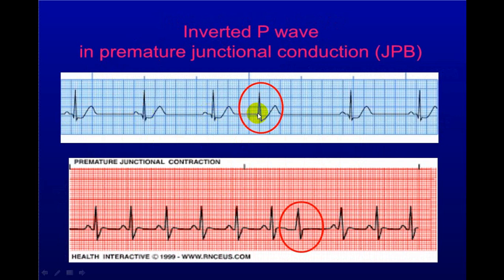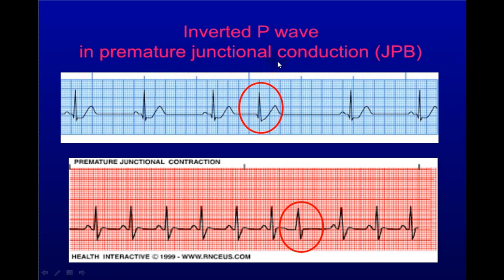Now you can see here, this is normal sinus, normal sinus, normal sinus, and this has come a little early. So it is premature. The QRS complex is narrow, so it is either from the atrium or from the junction. As it has come early, this is premature. It has come from the AV node, so it is a junctional beat. It is called a junctional premature beat, or premature junctional contraction.